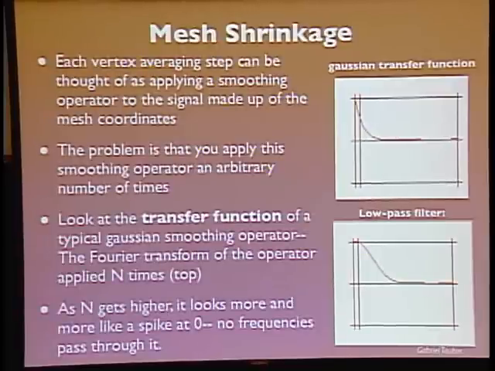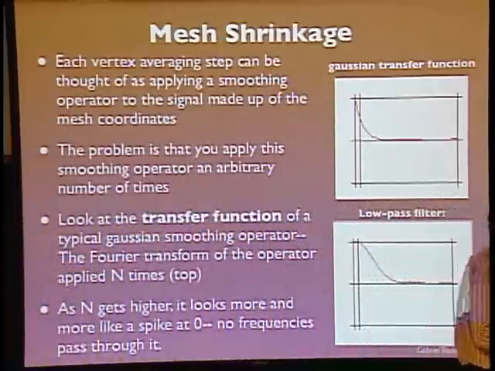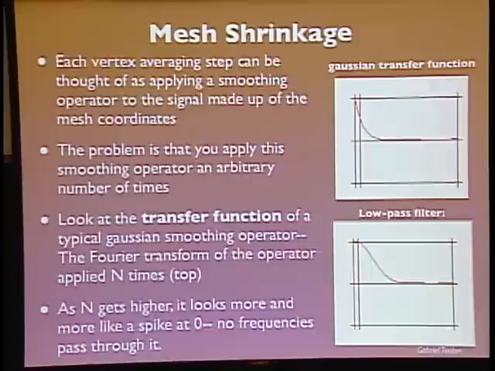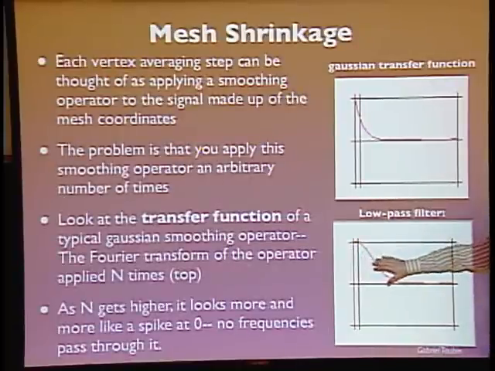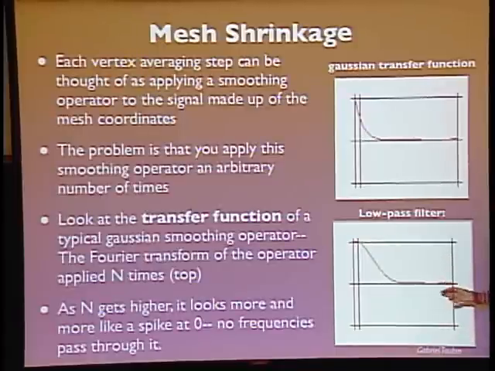The mathematical entity that you want to think about here is what's called the transfer function. It's basically the Fourier transform of the Gaussian operator as it's been applied over and over again. You can think of this as the magnitude of the Fourier transform of the Gaussian filter, and it looks like a Gaussian because it is a Gaussian. So this is what I mean by low-pass filter.